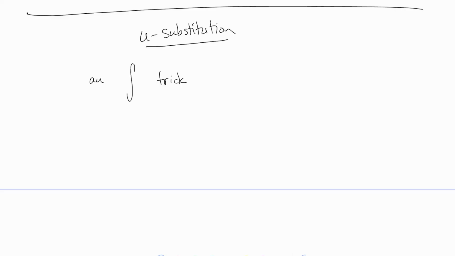The u substitution is the only one that I'm going to assume you've seen already, which is why this is a review topic. It's an integration trick. The usual application of u substitution is when we see stuff inside other stuff. That's the typical situation in which the u substitution is the appropriate trick to use. Stuff inside of other stuff.